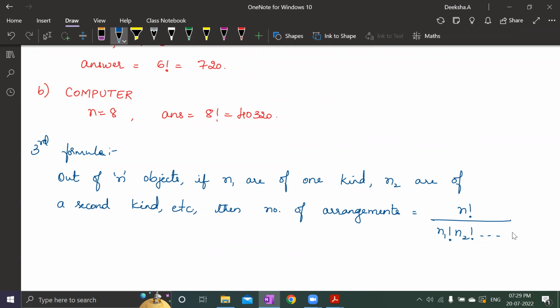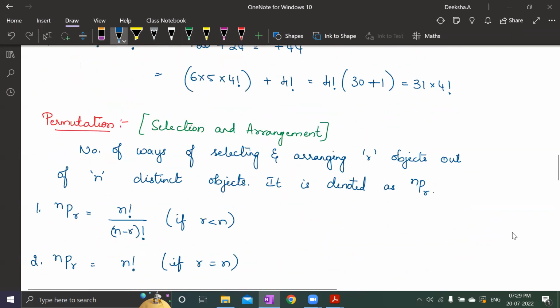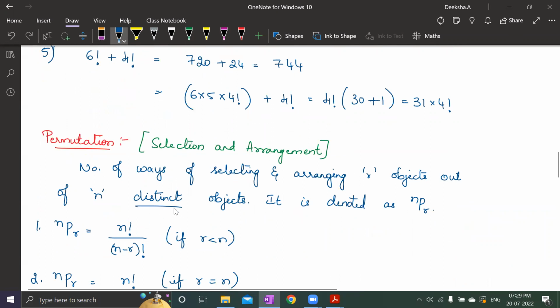And n and r are equal. Suppose in this we have some n1 objects of one kind, n2 objects of second kind. So what does this mean? You have some repeated letters. So basically the formula is for permutation of n distinct objects, right? It means there are no objects that are repeated. There are no duplicate objects. Each of these n objects is distinct. Then this formula we use.